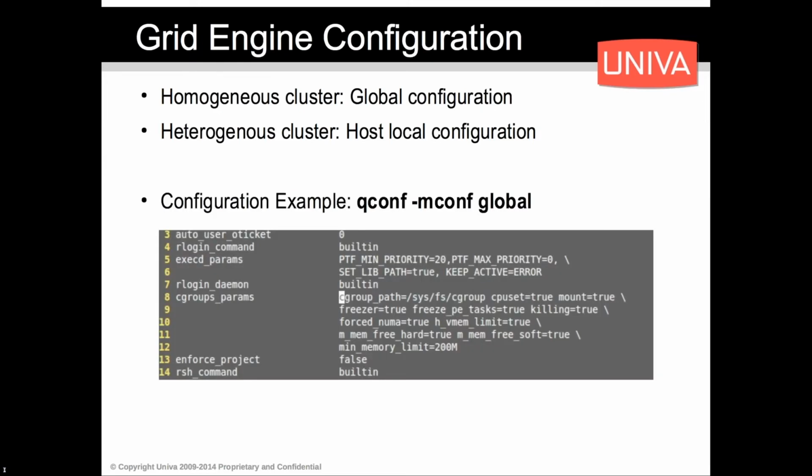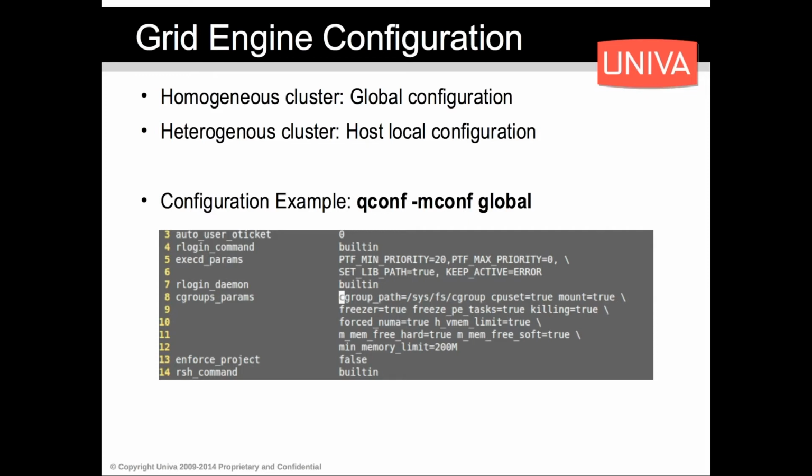This example shows you how to modify the global configuration by the qconf -mconf global call. Here you can see a list of cgroups parameters. This is new in 8.1.7. If you did a hot upgrade from 8.1.6 to 8.1.7, then you probably don't see cgroups_params. You have to insert that manually. This can be done easily by copying and pasting from the README of the 8.1.7 Univa Grid Engine release. Here you can see a list of parameters which manage the cgroups behavior.